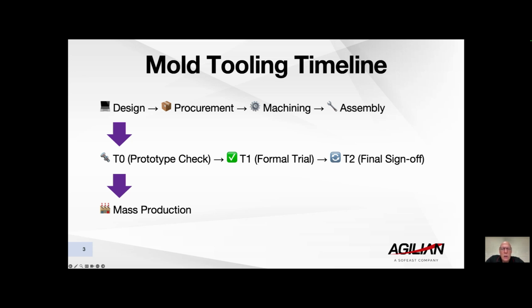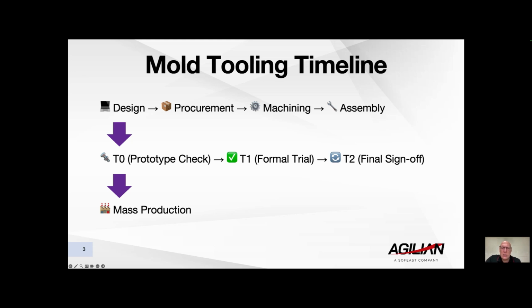Now, this is generally known as T0, and again, I'm going to go through in more detail later on, but this is the first trial of the tool itself. Once we've made a few adjustments and fine-tuning of various different aspects, whether that be steel or cavities or tooling or gate positions, we then go into the first formal trial, which is generally known as T1, or the first trial run of the injection mold tool. And then we can go on to trial 2, which is generally where we aim for final sign-off. Once it's signed off, then we can move into mass production.